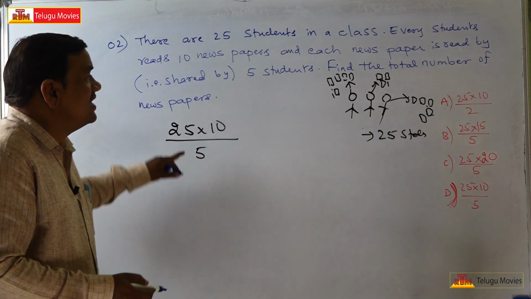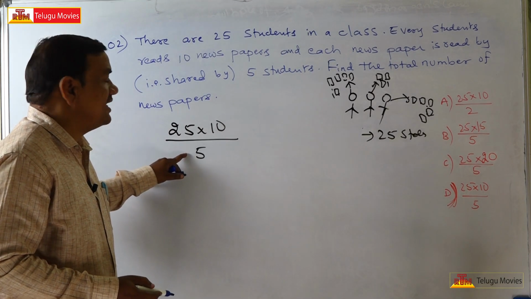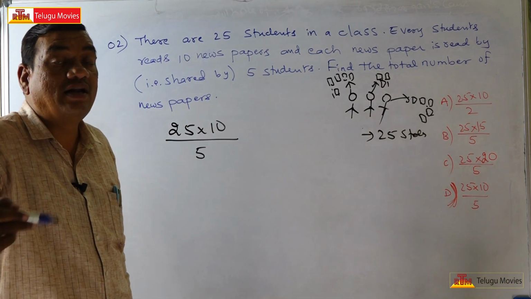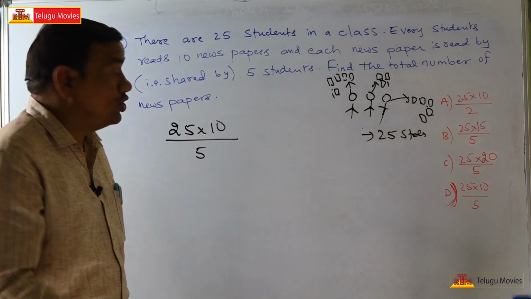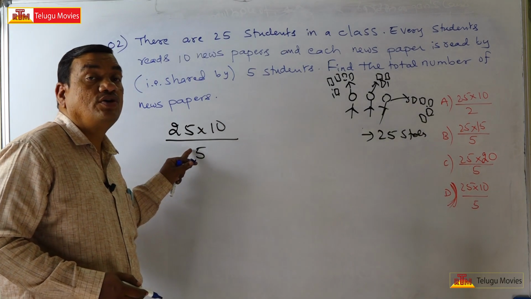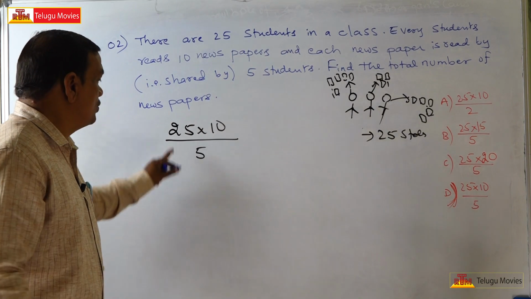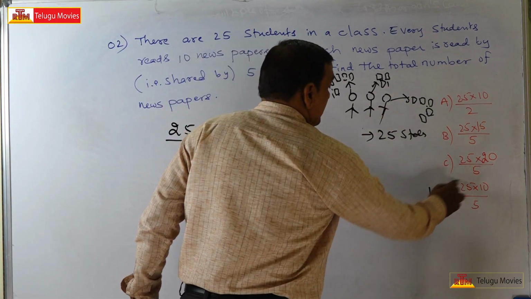What is the condition? Each newspaper is read by 5 students. That means you are counting 5, 5, 5, 5, again and again. So in order to reduce that, you have to divide by 5. So this is your answer: 25 into 10 by 5.